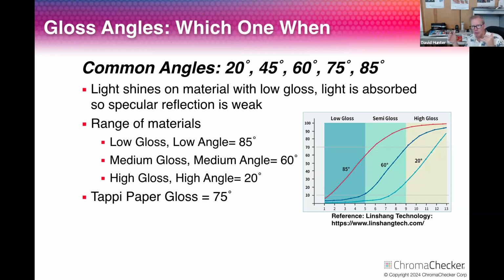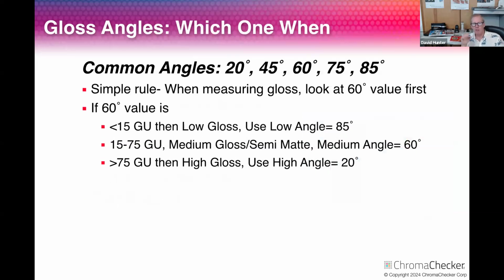You don't need multiple, okay? Especially since most of you probably don't have a gloss meter. You're not used to measuring gloss. This might be new to you. Starting out with a multi-angle gloss meter makes it very efficient for you to start using gloss in your process control. So, simple rule. When measuring gloss, look at the 60 degree angle first.